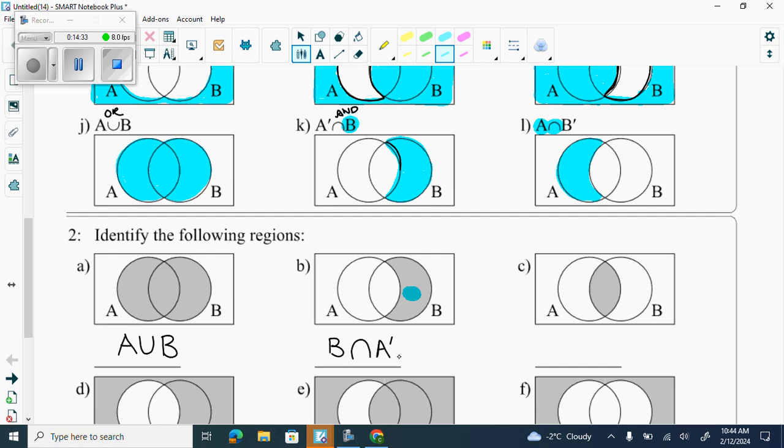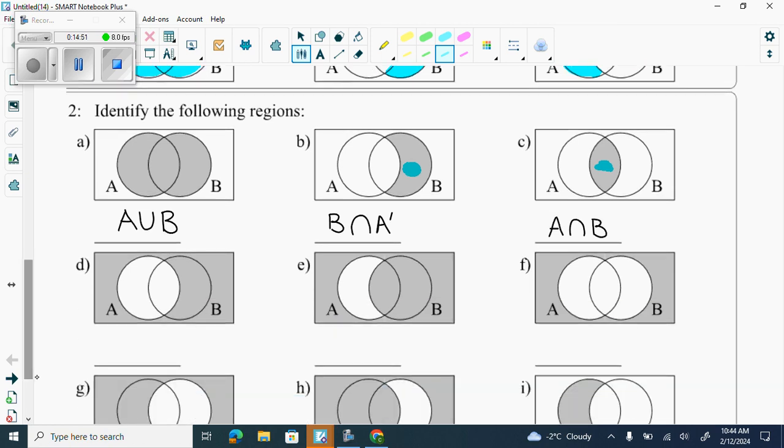So remember, what's very little shading, it's an and. Or means more. And has to be in both. This one is the eyeball. The eyeball is A and B. Or A intersection B.